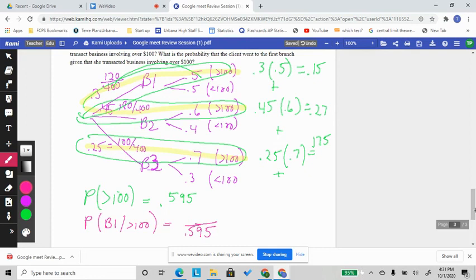Don't ever take a partial branch. The probability that they came from branch 1 going through here is 0.15. Just divide those 2, and you get 0.252. And that's it. There's your probability review.